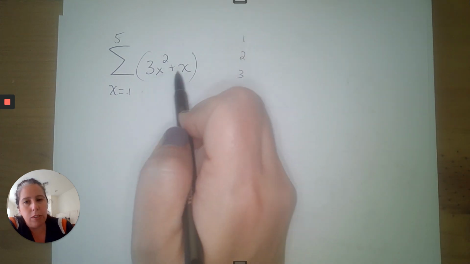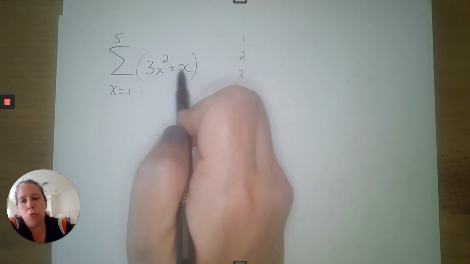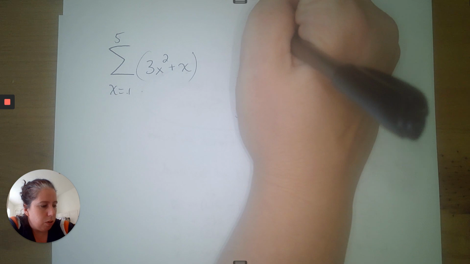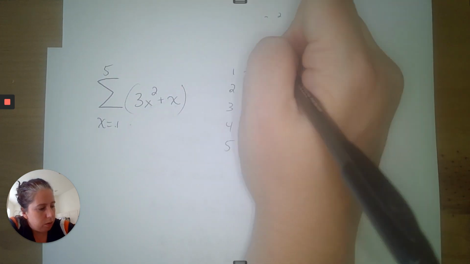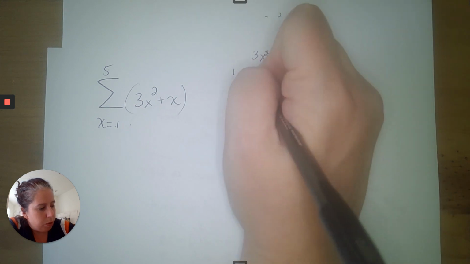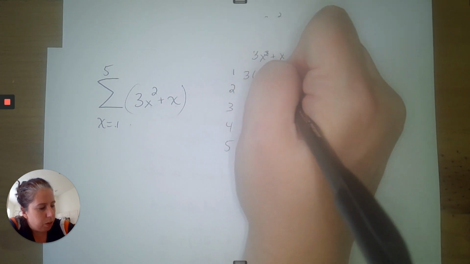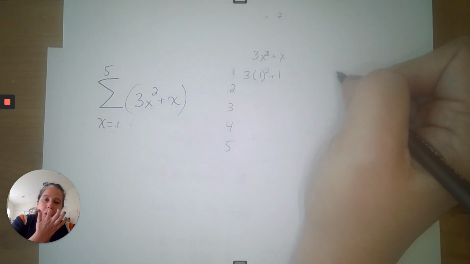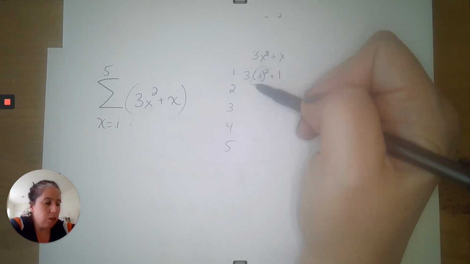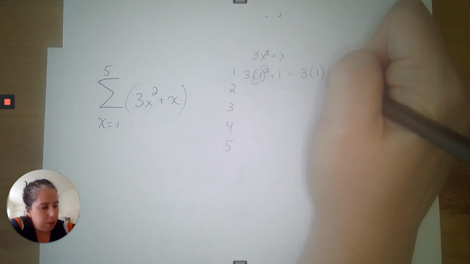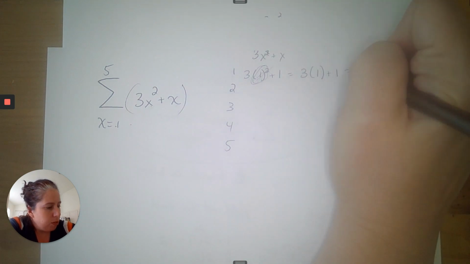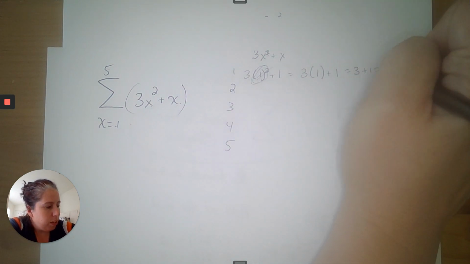Now, there's 2 x's here, right? That means I need to plug the number into both of these. So we're going into 3x squared plus x, right? So we're going to go 3 times 1 squared plus 1. Now, make sure you do your math right. Remember, you do exponents first. I got to do that first. So that's 3 times 1, because 1 squared is 1, and then plus 1. So 3 plus 1, that's 4.